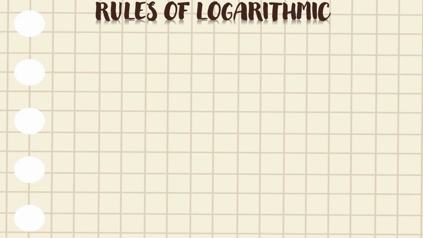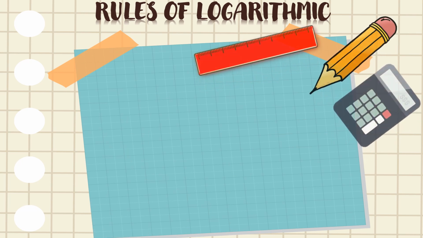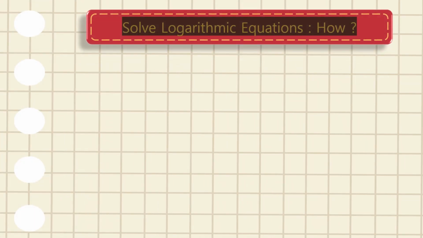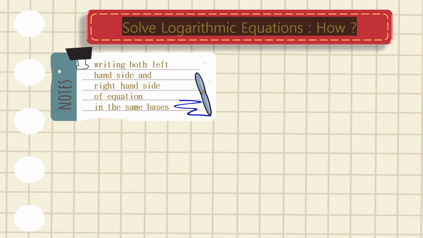For rules of logarithms, these are the rules we should be aware of to solve logarithmic equations. A logarithmic equation is solved by writing both the left-hand side and right-hand side of the equation in the same base.